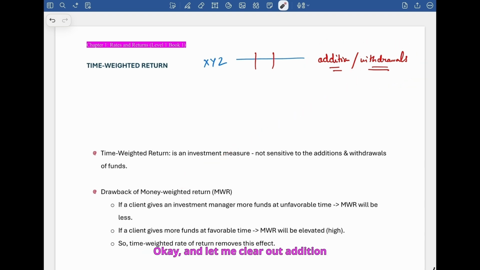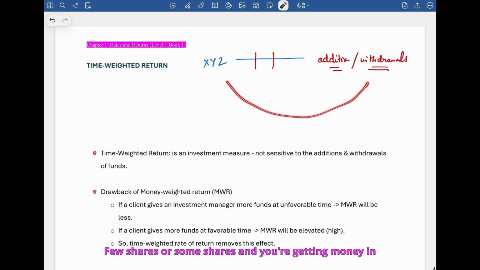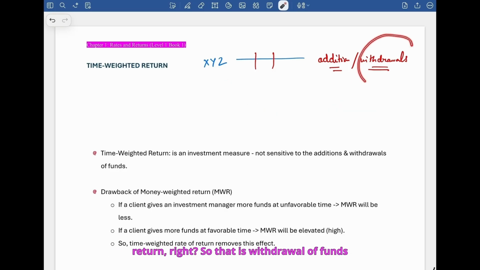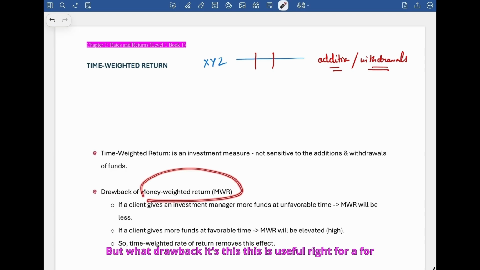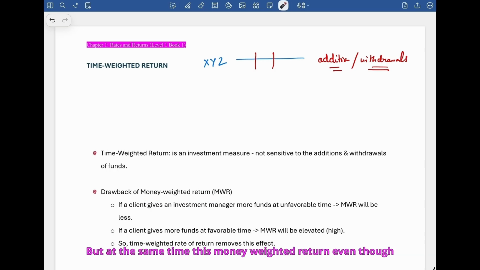Addition basically means that if it is XYZ shares, you are buying more of the shares. Withdrawal means you are selling some shares and getting money in return, right? So that is withdrawal of funds. This money-weighted return is useful for a real case scenario. But at the same time, even though it is useful in a real-life scenario, the same benefit is also a drawback.